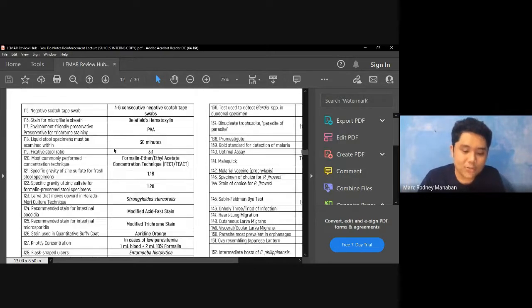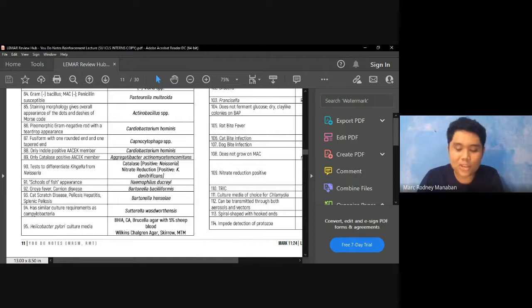Alright. Schools of fish appearance, you have Haemophilus ducreyi. Alright. Schools of fish, railroad tracks, no? Fingerprint appearance under gram staining, wag na mag-isip, that is your Haemophilus ducreyi. Oroya fever, Carrion's disease, kay gi-cause ni Bartonella bacilliformis. Alright. And for cat scratch disease, or peliosis hepatis, splenic peliosis, you have Bartonella henselae.